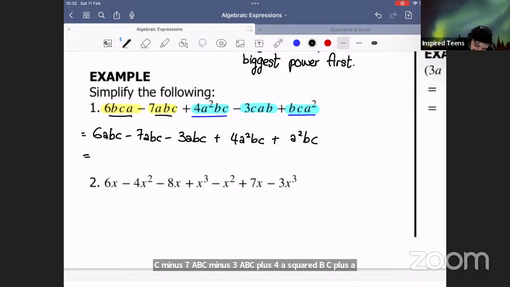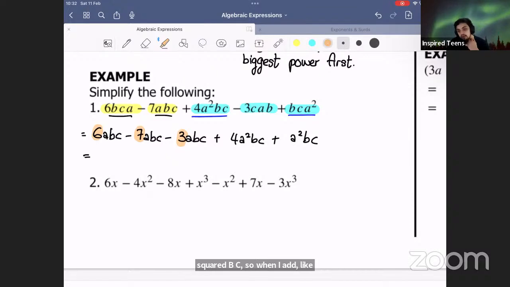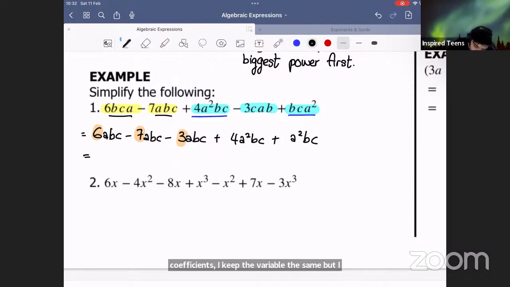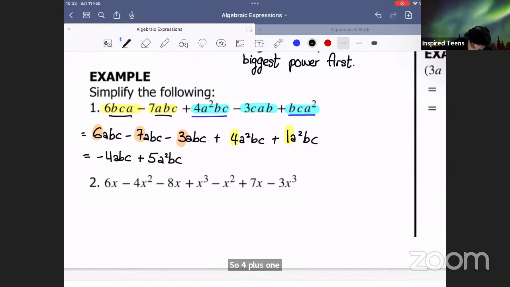So when I add like terms, I go for my coefficients. I keep the variable the same, but I add the coefficients. So 6 minus 7 is -1. -1 minus 3 is -4ABC. This is 4 plus 1, essentially, because again, I work with the coefficients. So 4 plus 1 gives me plus 5A squared BC.